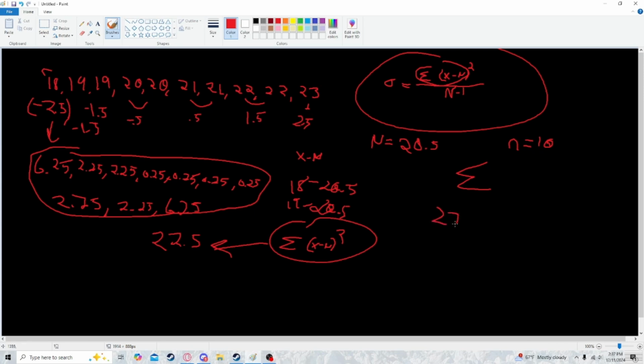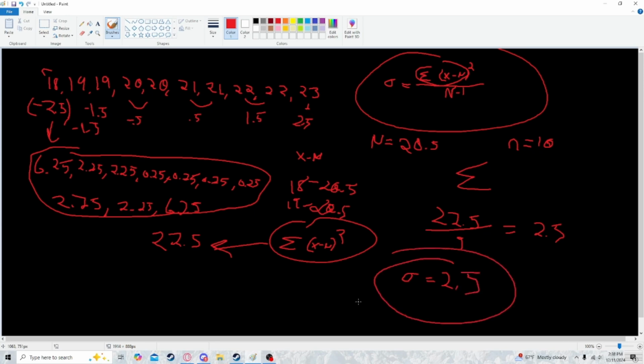So 22.5 over 10 minus 1, which is 9, is going to give us a standard deviation of 2.5. So our standard deviation, this symbol right here, or more accurately, closer to that symbol, or however you can manage to draw it, that's fine, equals 2.5. That's it.